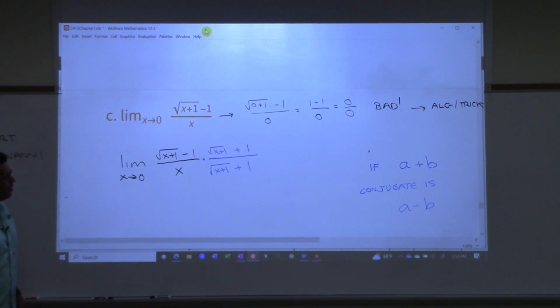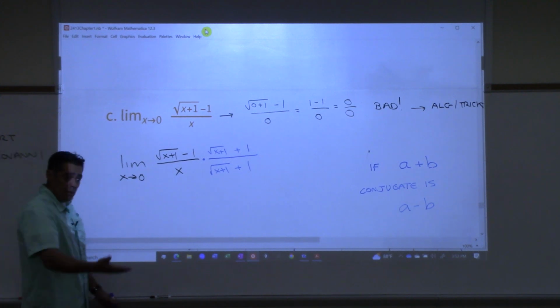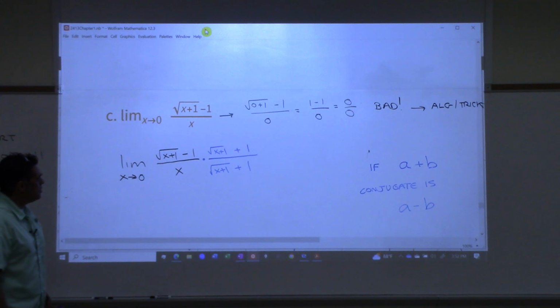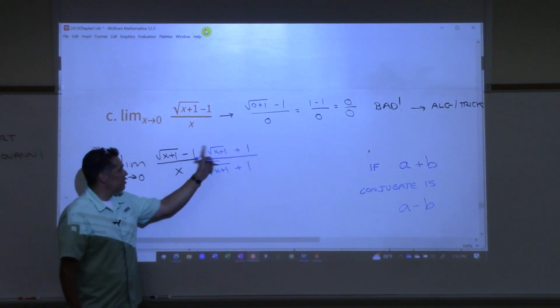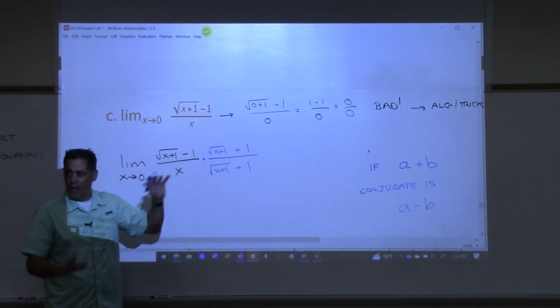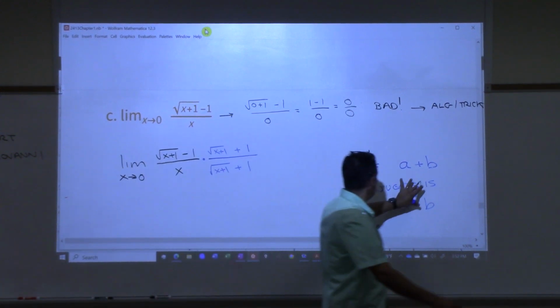Now, why am I doing this? To get rid of the square root on top. Because these are conjugates, the roots are going to go away. You'll see it in a second, but let me show you over here.